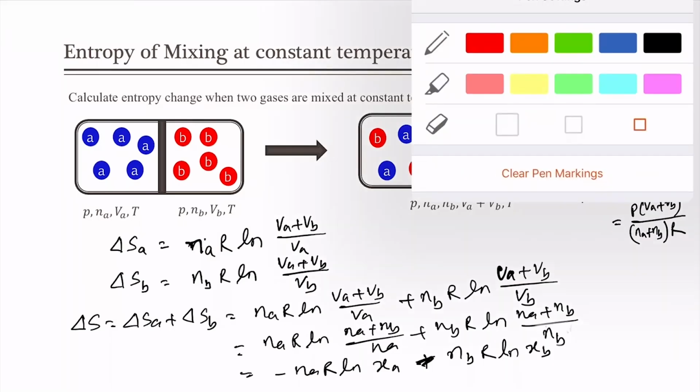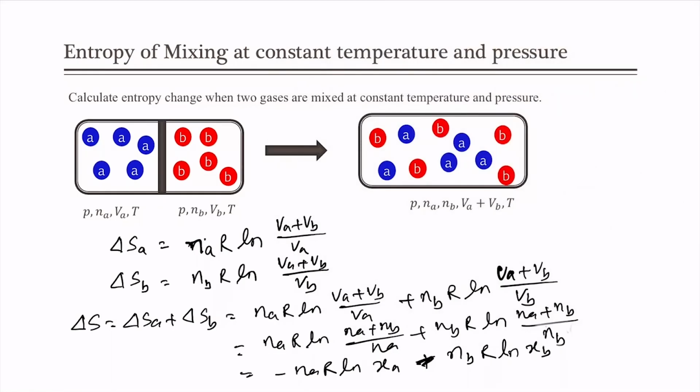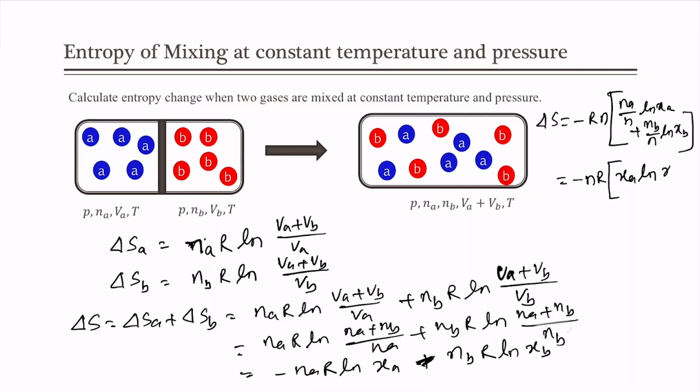Let us remove this part and write it here, that delta S then. Now, let us take R common, minus R common, and also take N common. We will get N_A by N, which is of course the mole fraction, ln X_A plus N_B by N ln X_B. Now, N_A by N is also X_A. So, minus N R, I am just simplifying it, (X_A ln X_A + X_B ln X_B). So, that is the entropy of mixing formula.